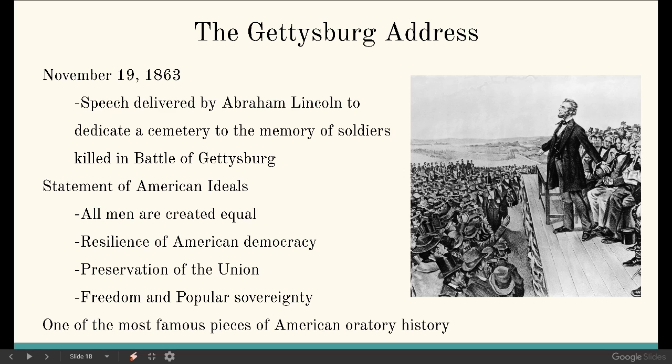And so the Gettysburg Address goes down as one of the most famous pieces of American oratory history. It's often quoted in various times of need throughout our history going forward. And of course, it has the really famous first line, "Four score and seven years ago, our fathers brought forth to this continent a new nation." Really famous speech given during the Civil War.